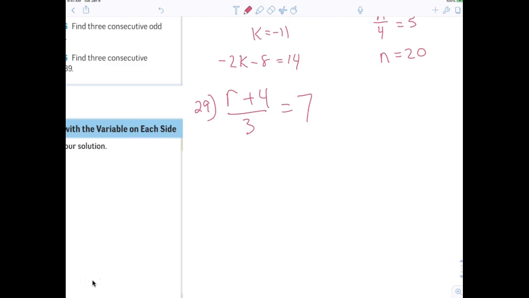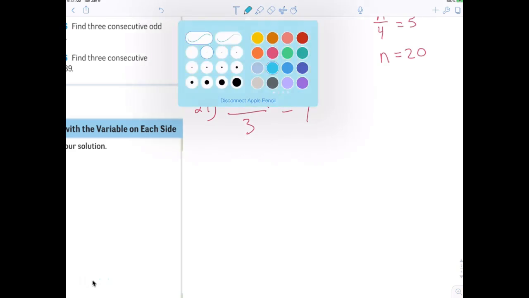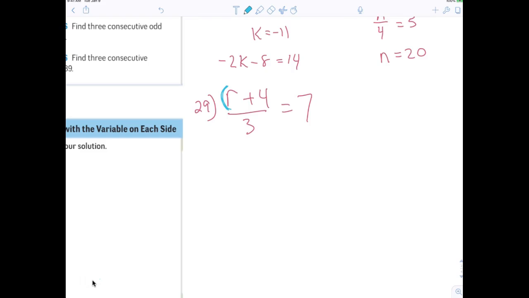This is the exception to the rule where normally, remember, I say get rid of addition and subtraction first, right? But what I really want you to think about is this right here is a quantity. This whole thing is being divided by 3. So if I want to work backwards, I have to do what first this time? Multiply by 3. So I want everybody to put a times 3 right next to it. Now I have R plus 4 equals 21. Beautiful.